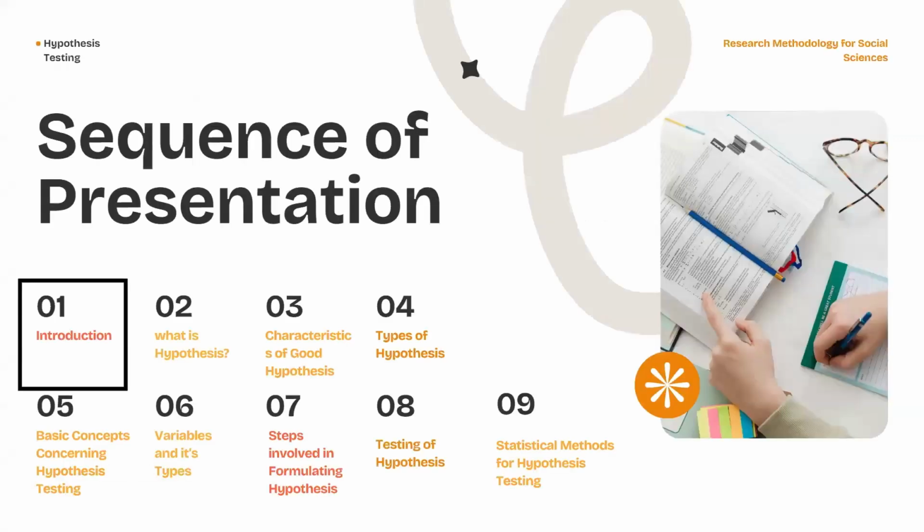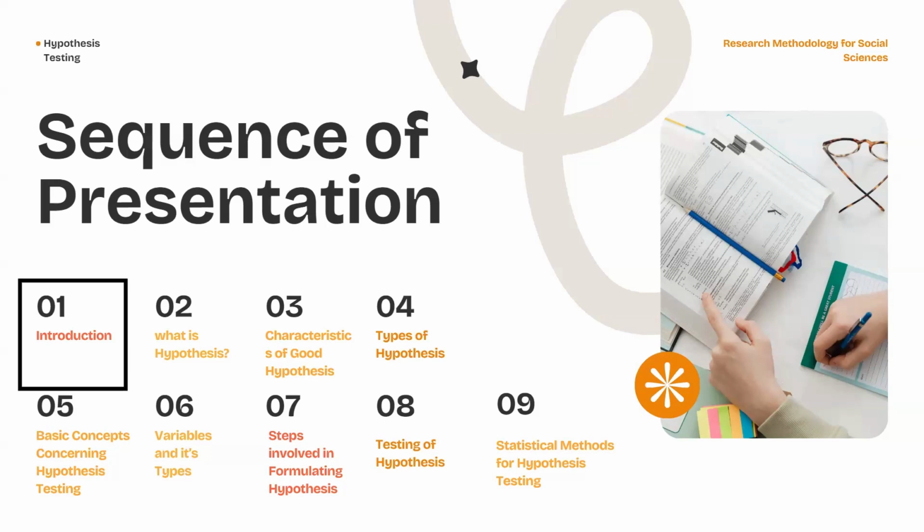Let me explain how the session will go. We will cover everything step by step to make it easy to understand. First, I will give a quick introduction to hypothesis testing and why it is important in research. Then we will learn what a hypothesis is and how it is used in research. Next, we will talk about what makes a hypothesis clear and useful. I will explain the different types of hypothesis like null hypothesis, alternative hypothesis, and others.